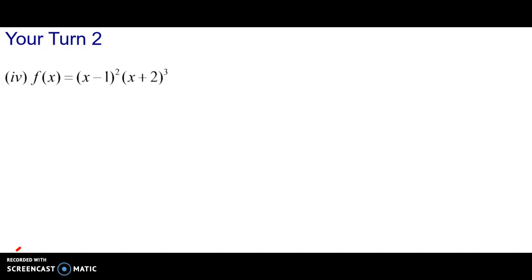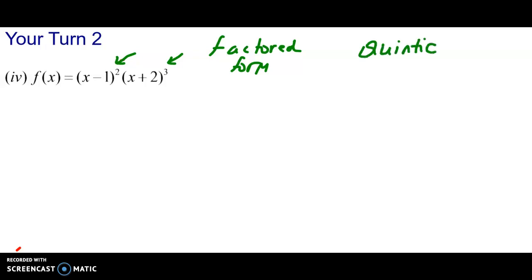This is the Your Turn, number 4 in section 3.4, equations and graphs of polynomial functions. So when we look at this function, we can see that the exponents are 2 and 3. It's in factored form, which is great because it enables us to find the x-intercepts very easily. And when we have an exponent 2 and 3, we know it's a quintic when we graph the function.